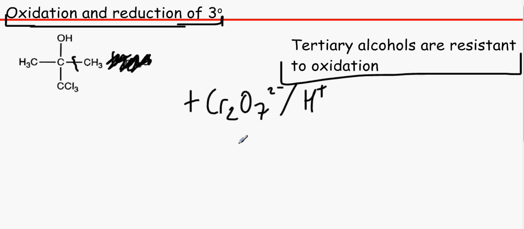We need a more powerful oxidizing agent for us to break it, but then if we break it, technically we're not even ending up with the same molecule as an aldehyde. So we cannot oxidize or reduce tertiary alcohols just due to the fact that we do not have a hydrogen connected to a carbon, which is connected to the OH. And that is it.